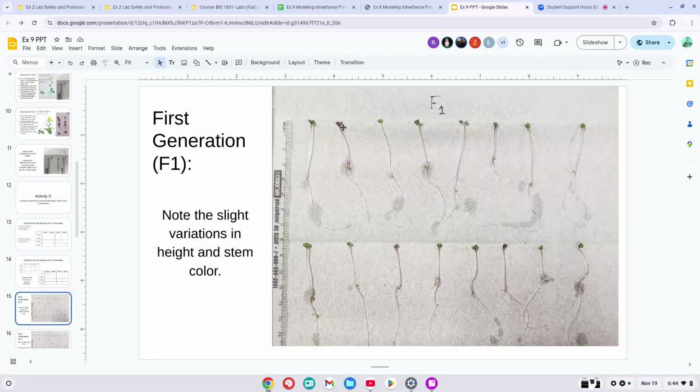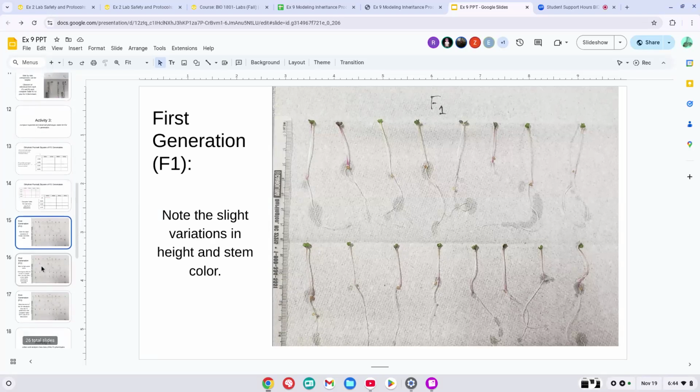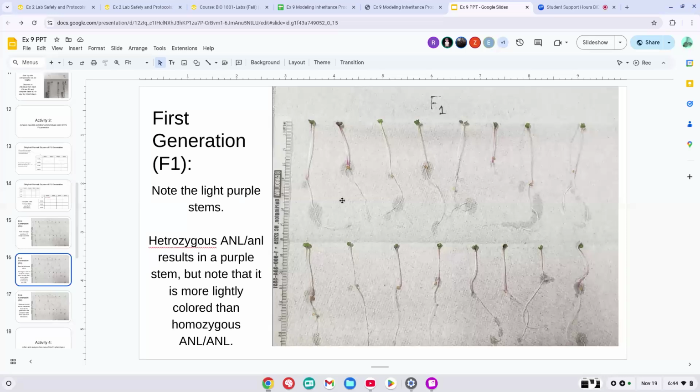Sorry about that. But yeah, you can see that there. They're all going to grow up and be tall and purple. Okay? And again, you can see those slight purple stems, and their heterozygous results in the purple stem. They're a little bit more colored than those homozygous individuals.